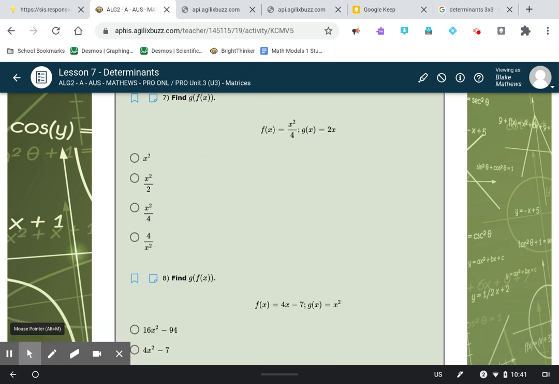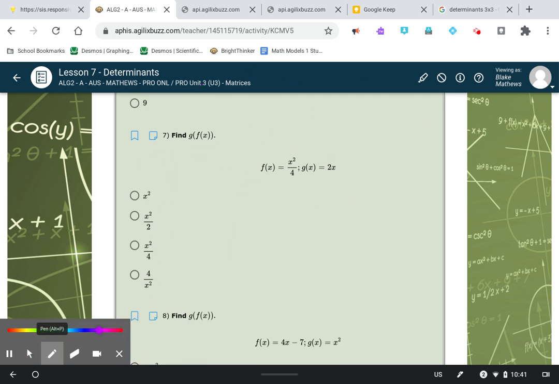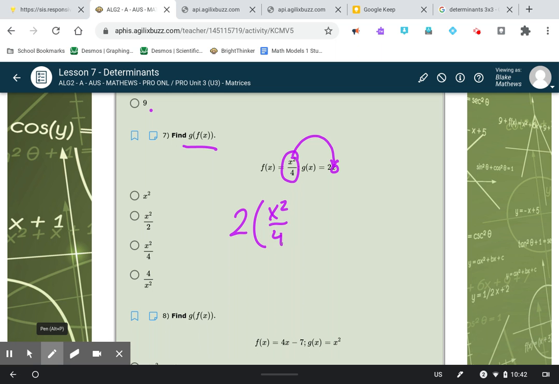Then you have composite functions. Remember, with composite functions, this is telling you to take the f function and plug it into the x of this function. So the first step of this problem looks like this. 2, parentheses, x squared divided by 4, and then simplify. That gets you started right there. G f of x starts like that.